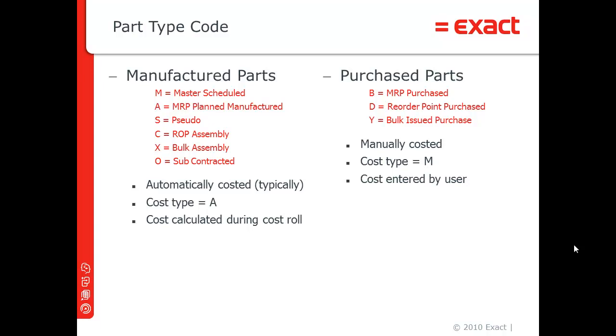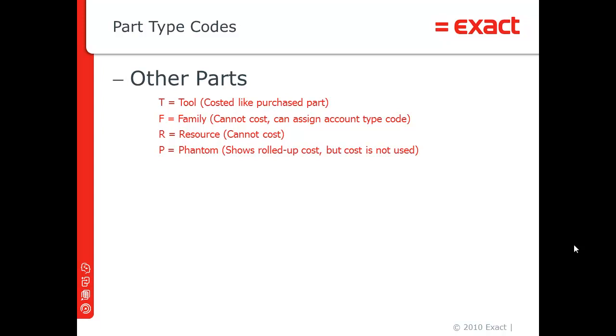roll. For purchase parts, which are B, MRP purchased; D, reorder point purchased; and Y, bulk issued purchased, they are manually costed, have a cost type code of M, and the costs are entered by the user. Now there are other kinds of part type codes that are not in general use, but you may use them. T is tool, F is family, these are configured parts, R is resource, and P is phantom.